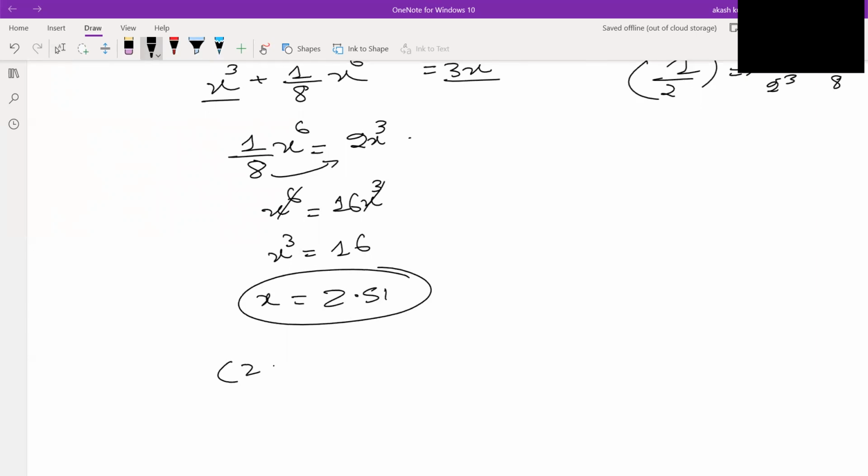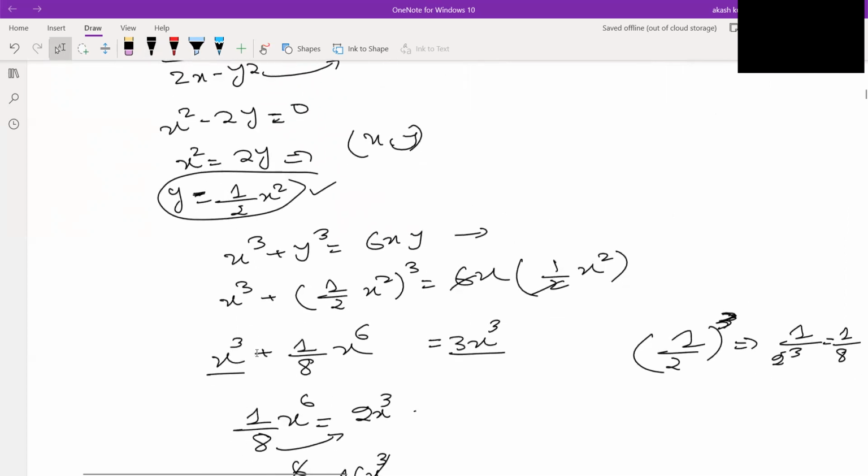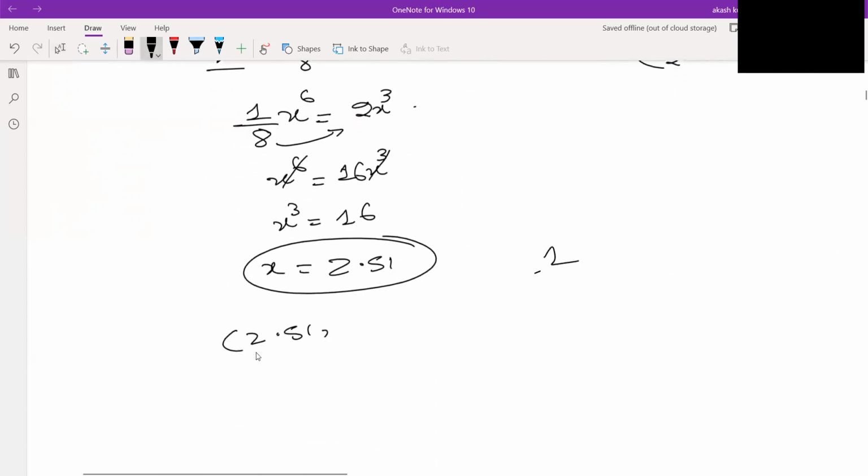Okay, the x coordinate is 2.51 and the y is... y was half x square. Okay. As we have got x, we just put the value of x into this and then multiply by half. So it will be 3.174, right? Have you got the same? 2.51, yeah. 3.1748.